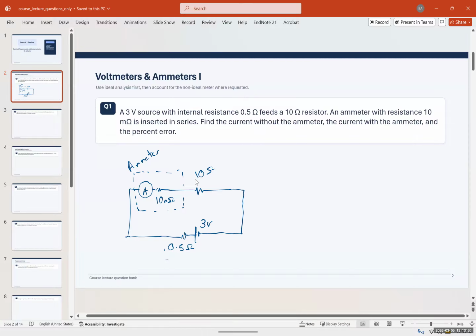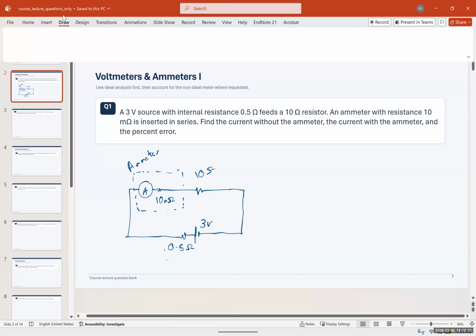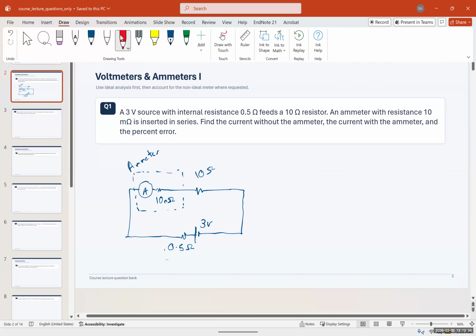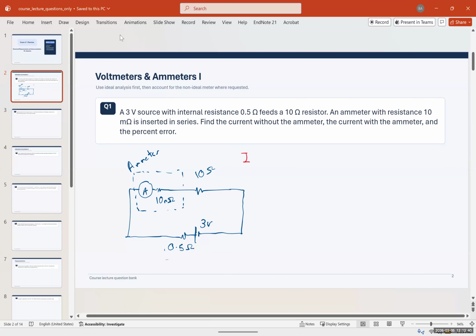Okay, so first thing that we need to do is we want to find the true value of the current without the ammeter. That means the true current that's going to pass. And for that, I can use Ohm's law. So true value of I would be equal to V over R plus R, which is the 10 ohms plus the resistance of the source itself. That's the current in an ideal situation when we have an ideal ammeter with 0 internal resistance.